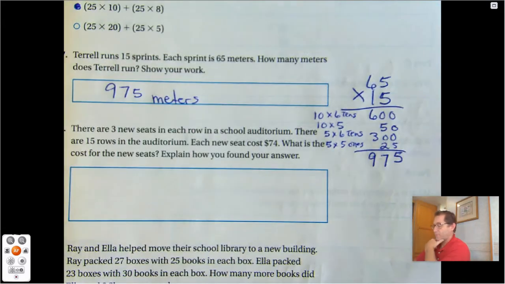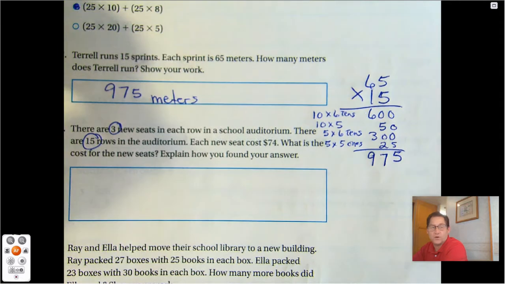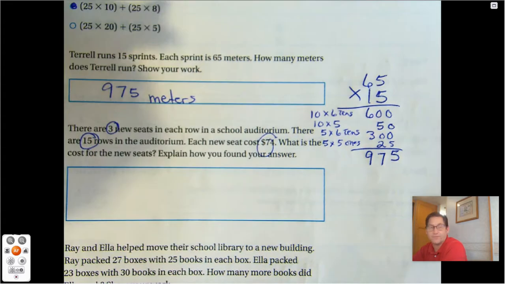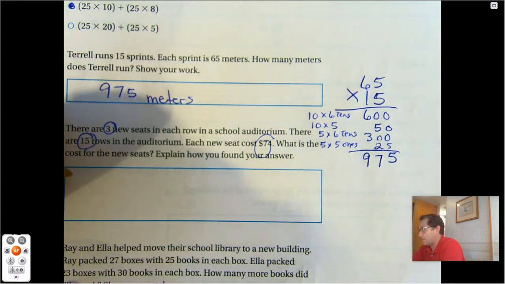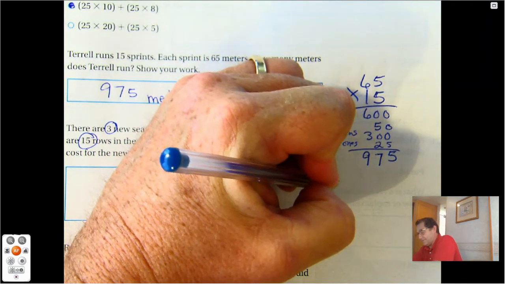There are 3 new seats in each row in a school auditorium. There are 15 rows in the auditorium. Each new seat costs $74. What is the cost? 3 new seats, 15 rows. So 15 rows of 3 new seats. Each seat costs $74. So if I was just writing that out as an equation, I would say 15 times 3 times 74.